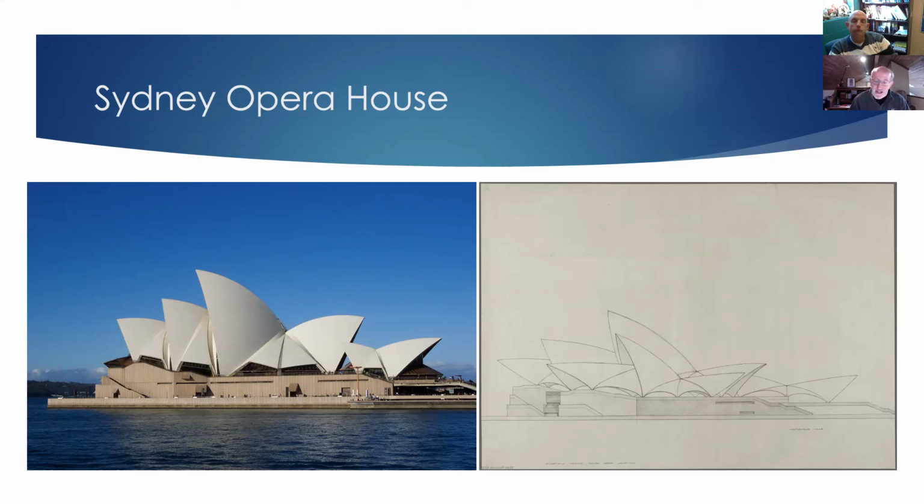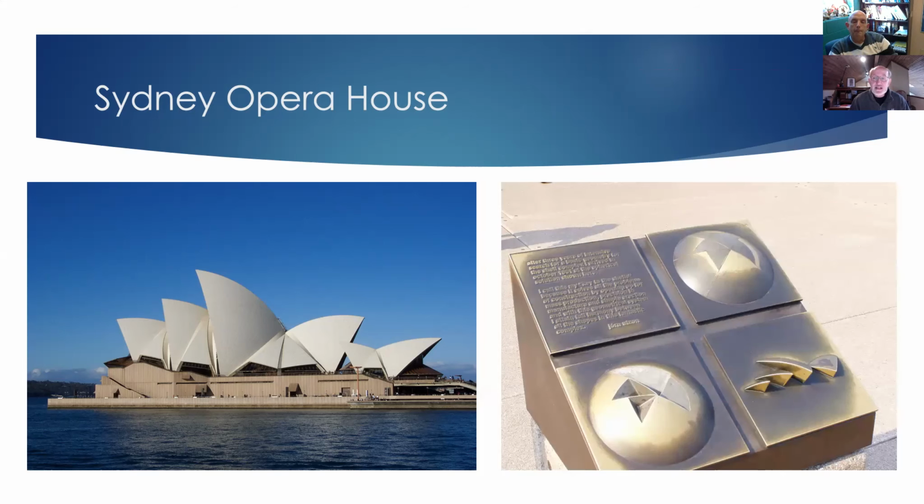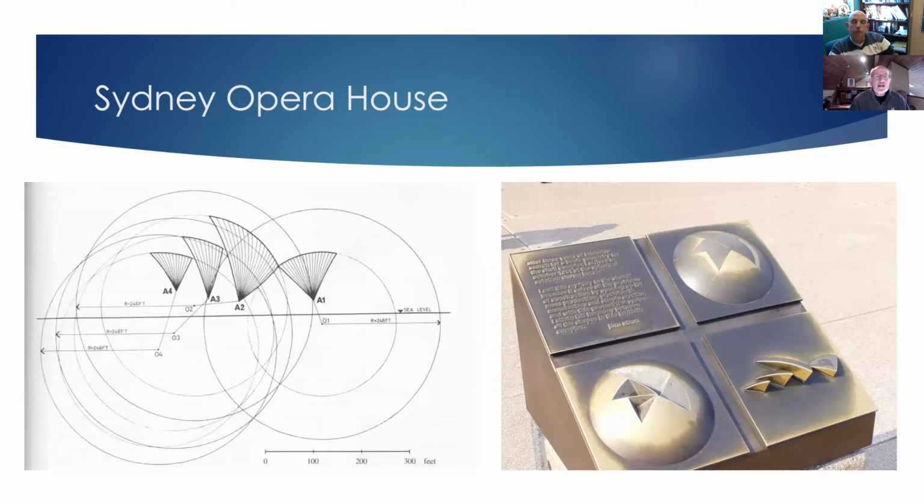So what he did is he came up with what he called a spherical solution in 1962. The whole construction, this is a monument outside of the Opera House, showing you that it is based on a sphere. But what he's done is he's taken a sphere with a radius of 246 feet and taken sections of the sphere to create the different sails of the Opera House.